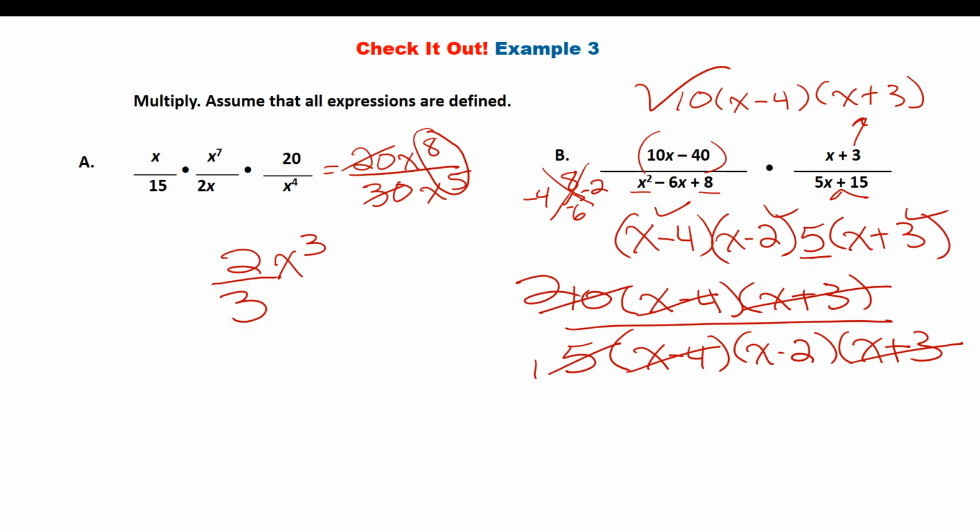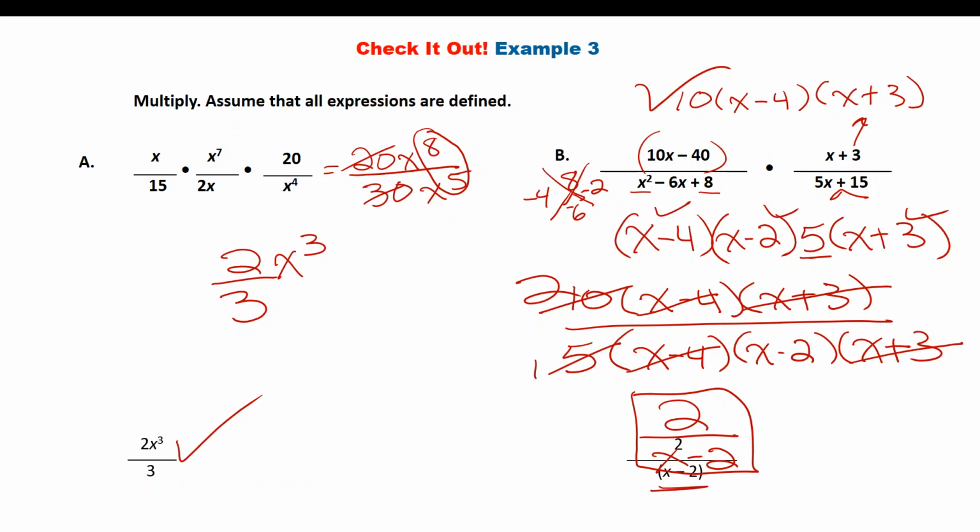So my final answer is going to be 2, and there's nothing else on the top, and in the denominator I have x minus 2. So there is my final answer. And let's just check this. 2 over 3 x to the third is correct. And we can't see it, but 2 over x minus 2, that's correct also.